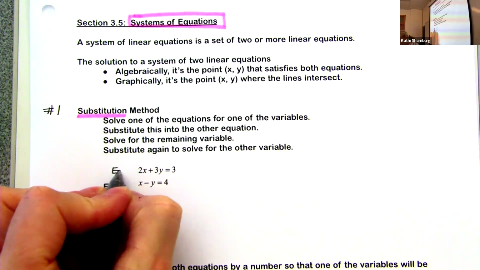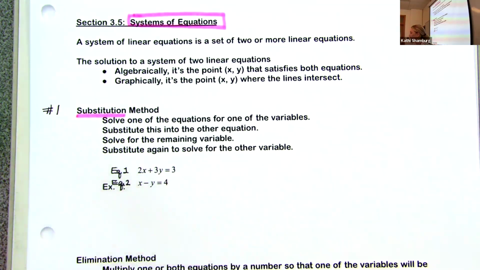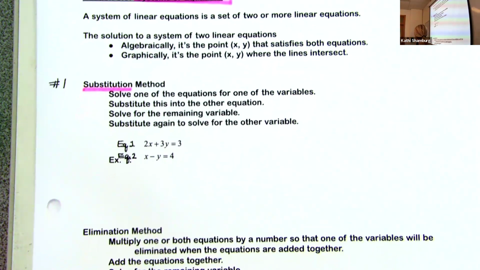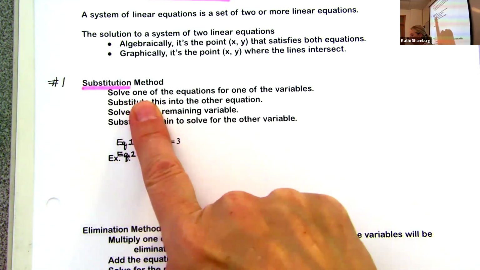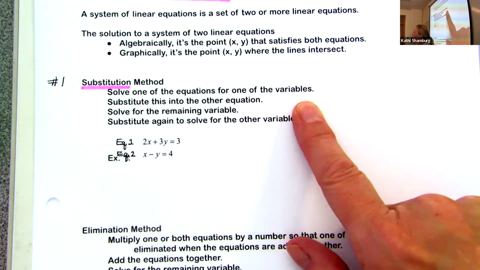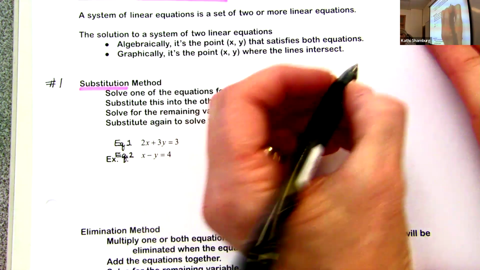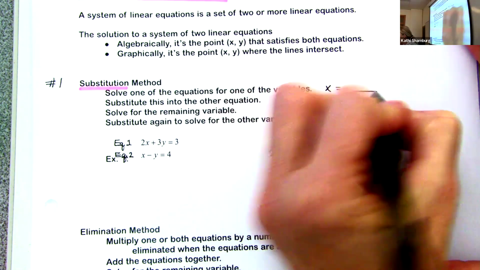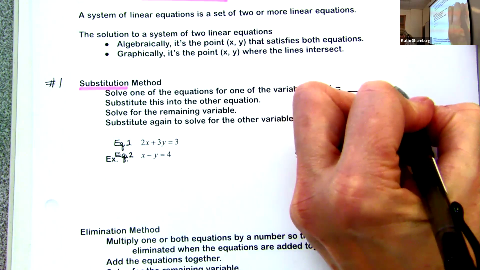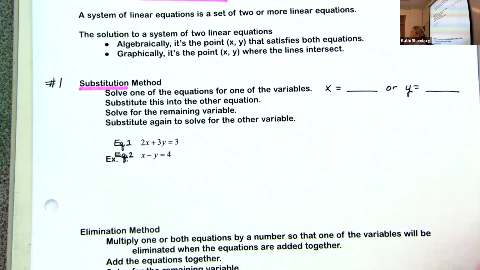Okay. All right. So I'm going to call this equation 1. And I'm going to call this equation 2. Just so you can follow what I'm doing. All right. It says solve one, not both. Solve one of the equations for one of the variables. So what it is telling us to do is choose one of the 2 equations and solve for either X, so it says X equals something, or you can solve it for Y, so it says Y equals something. You can choose either equation. You can choose either variable. As long as you do all your steps correct, you'll get the same answer.